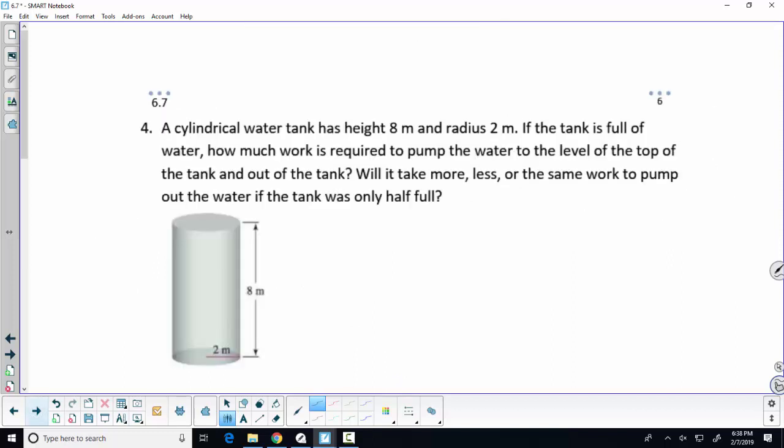So our first example is we've got a cylindrical water tank. There's a height of 8, radius of 2. If the tank is full of water, how much work is required to pump the water to the top of the tank and out of the tank? And then will it take more or less work to pump out water if the tank was only half full?